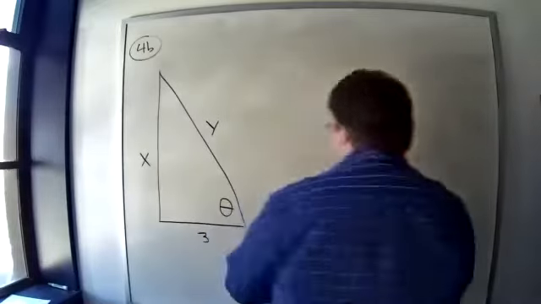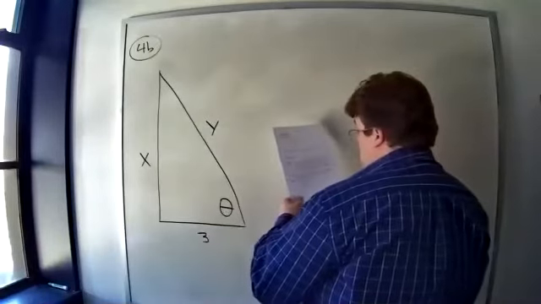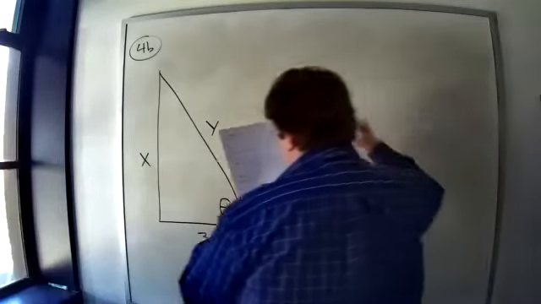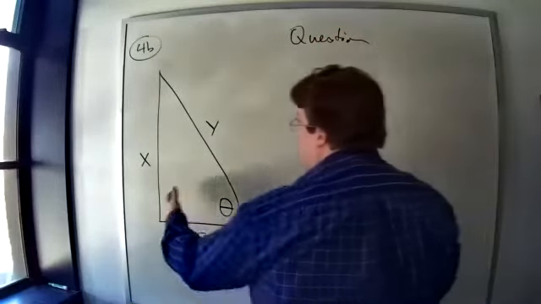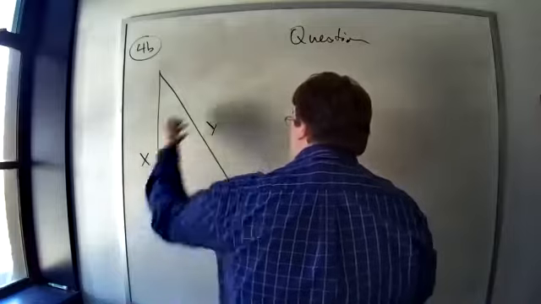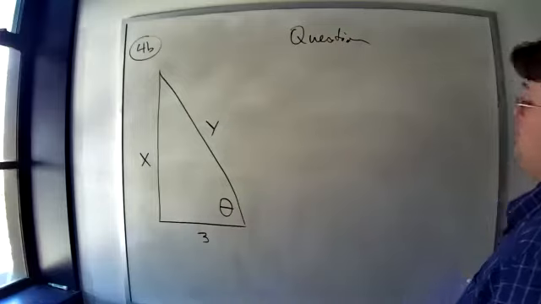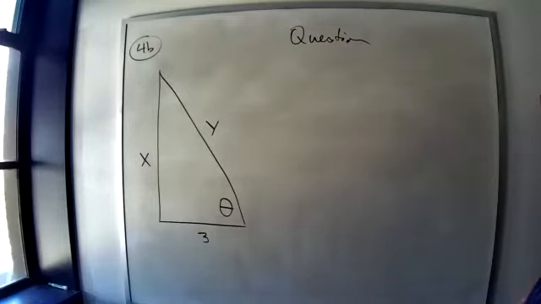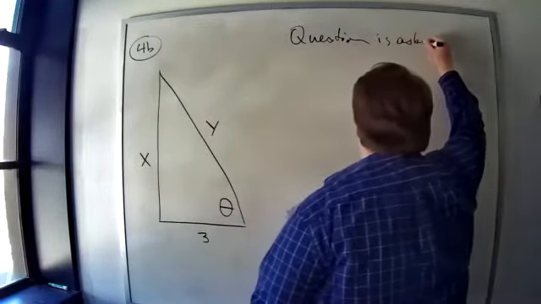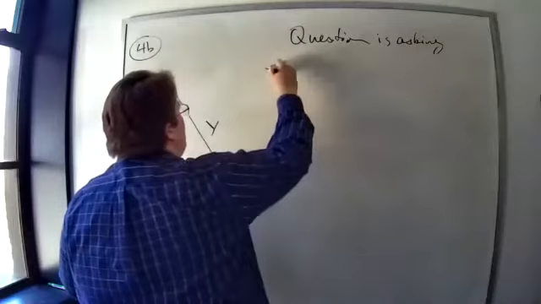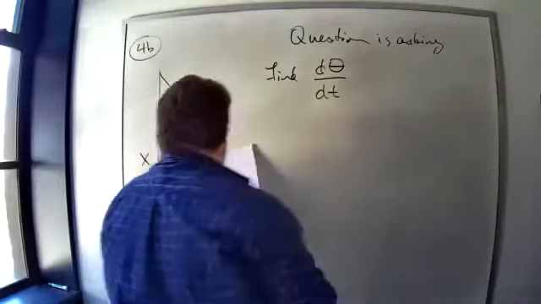Well, let's translate that question into calculus. How fast is the angle changing? First, we still have these variable quantities as we had in part A. We have x and y. Those are both changing. 3 is not changing. But we also have the angle theta, which is changing as the rocket goes up. The question is asking, find d theta dt.